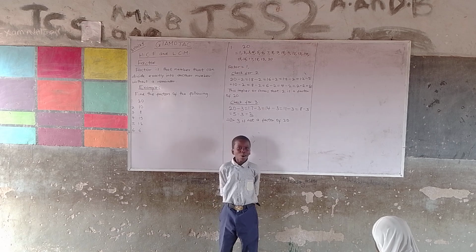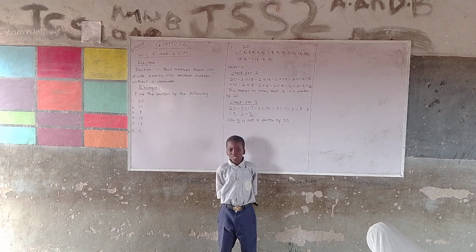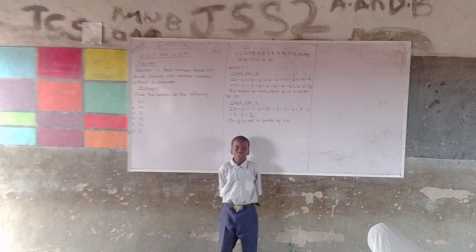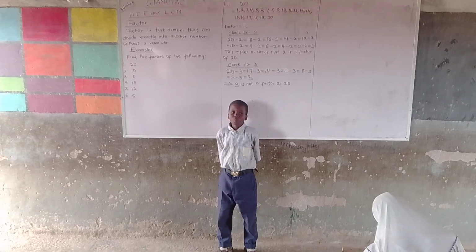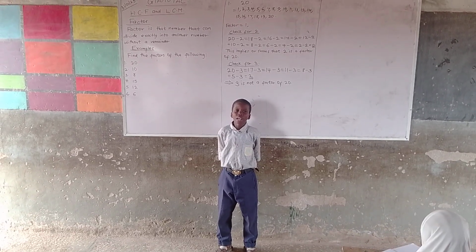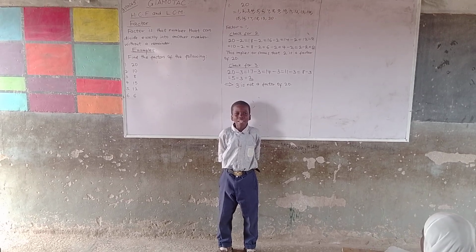Good afternoon, our watchers. This is God is Able Mathematics Online Teaching Competition. I am a bona fide student of Muslim Secondary School, Ibadan, commonly known as Museko. I am in JSS 3B. I am here to present on how we can identify the factors of another number.